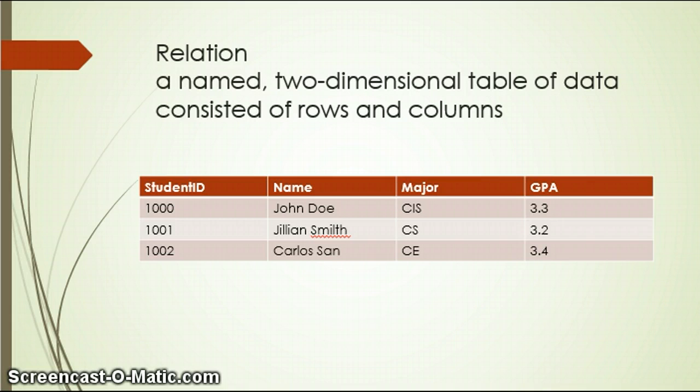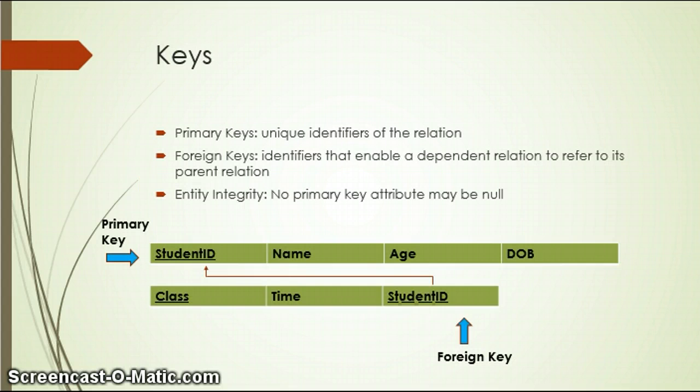Relation is a two-dimensional table of data that consists of rows and columns. This is an example of relation. Keys. Primary keys are unique identifiers of the relation. The underlined student ID is a primary key. Foreign keys are identifiers that enable a dependent relation to refer to its parent relation. The dashed line student ID is the foreign key.